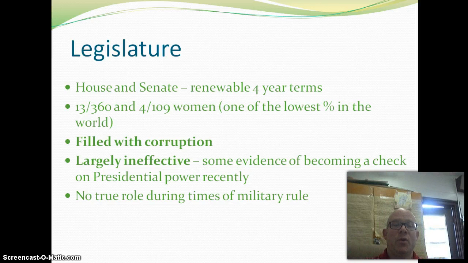The legislature is filled with corruption. They've been largely ineffective through all of the different variations of the republics through the years. But there is a little bit of evidence, a little bit of a shining light, that they are becoming a little more comfortable with attempting to check power on that powerful president at the top of the Nigerian system. And they've really had zero role when military rule has been in charge.